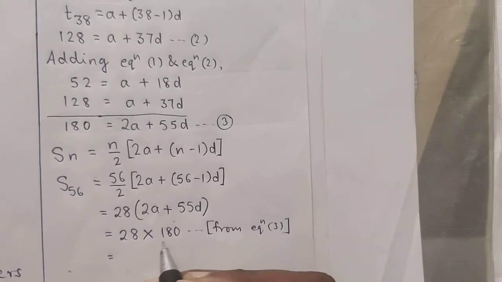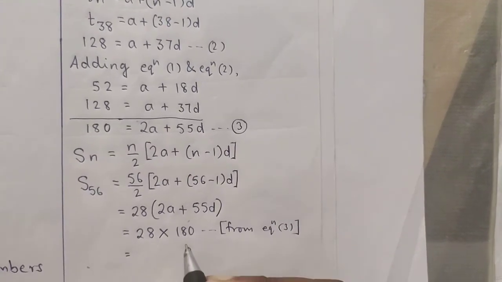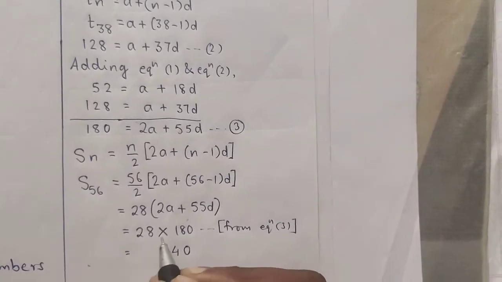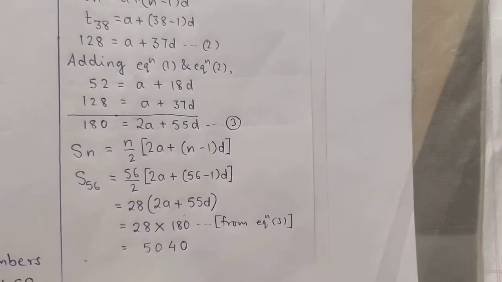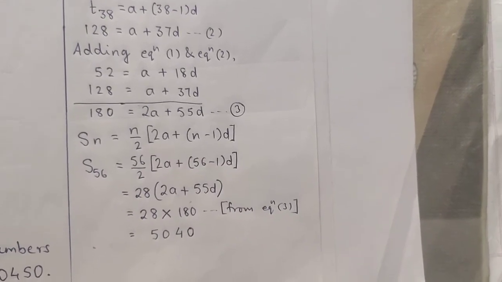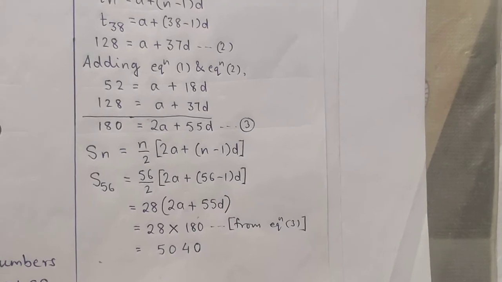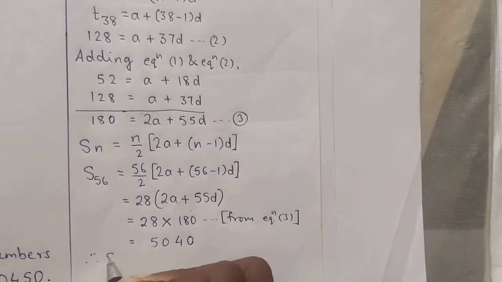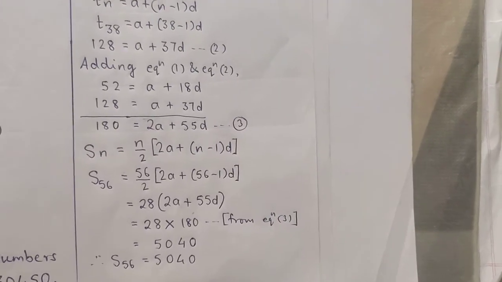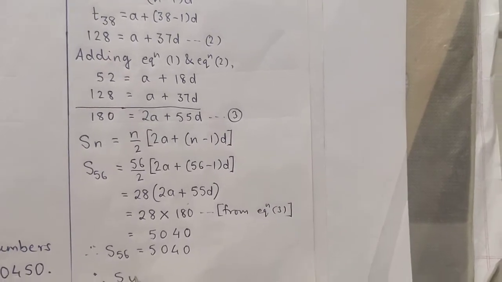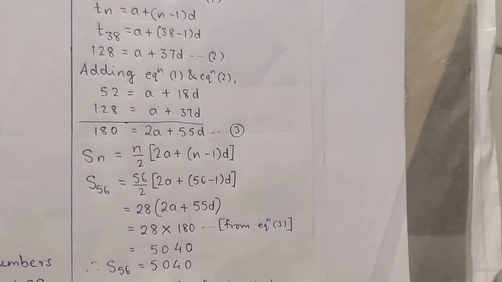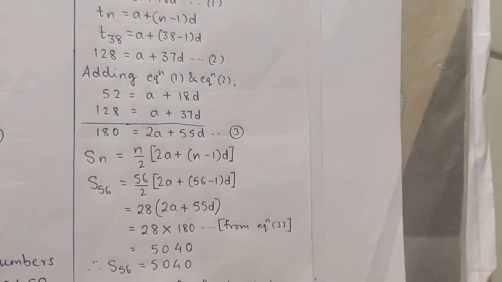Let us multiply 28 with 180. First I am taking 0. 8 times 8 is 64, so 4 carry 6. 2 times 8 is 16, 16 plus 6 gives you 22. If you multiply 28 with 180, you are going to get 5040. So we are getting our answer, that is S56 is equal to 5040. So we can write our final answer, that is, sum of first 56 terms is what?